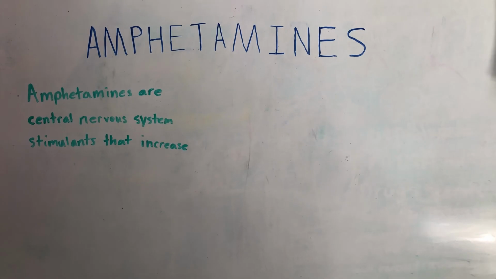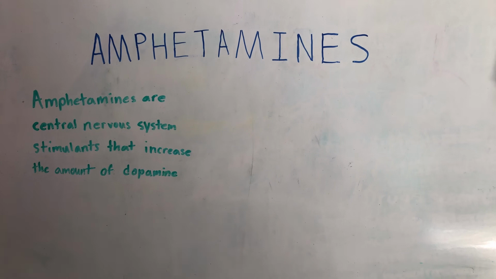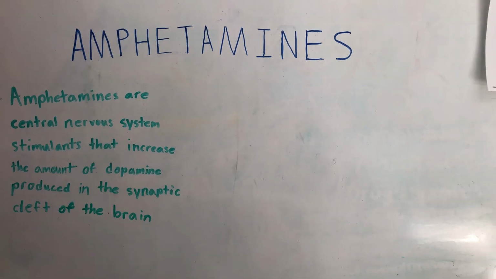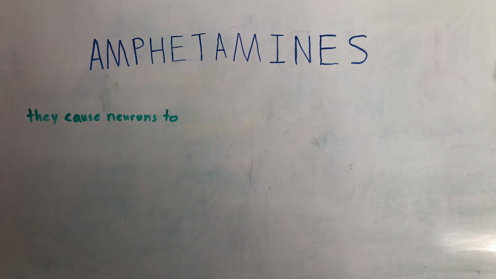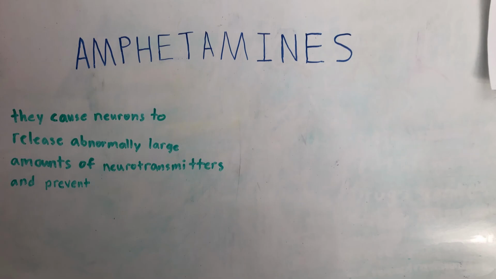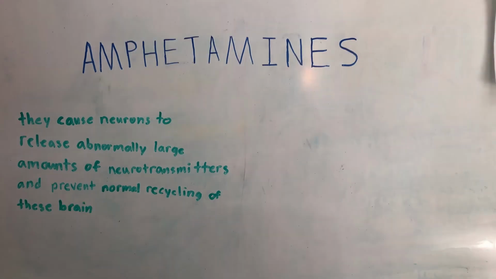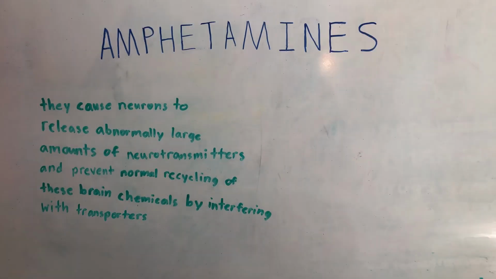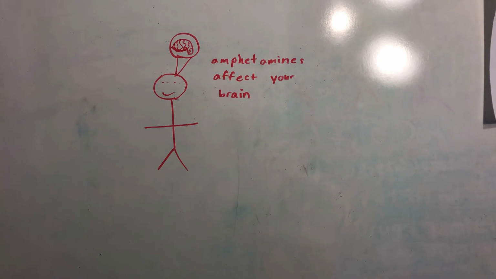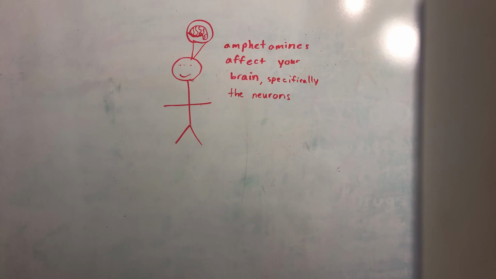So, amphetamines are central nervous system stimulants that increase the amount of dopamine produced in the synaptic cleft. They cause neurons to release abnormally large amounts of dopamine and prevent normal recycling of these brain chemicals by interfering with transporters, which amplifies and disrupts normal neuron communication. So, amphetamines affect the neurons in your brain, and synapses are where two neurons communicate.